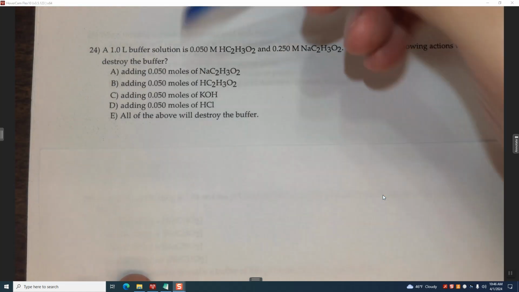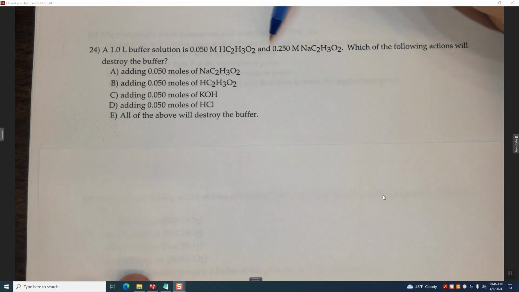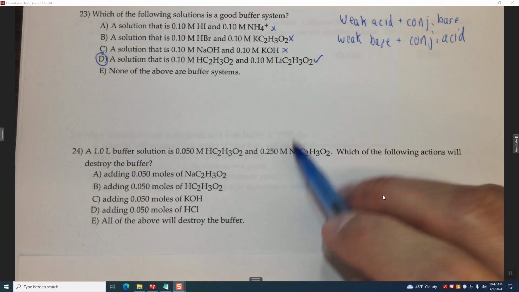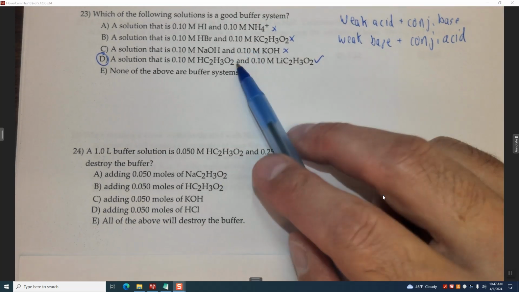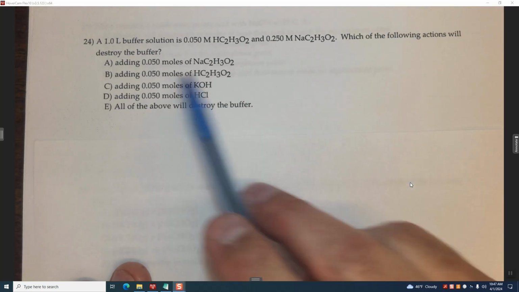All right, it says a 1 liter buffer solution is 0.05 molar acetic acid and 0.25 molar sodium acetate. I just realized this will help you solve the previous question. Sodium is the counterion instead of lithium, but this is a buffer, and it's exactly the answer from up there. But anyway, that's neither here nor there. It says which of the following actions will destroy the buffer?